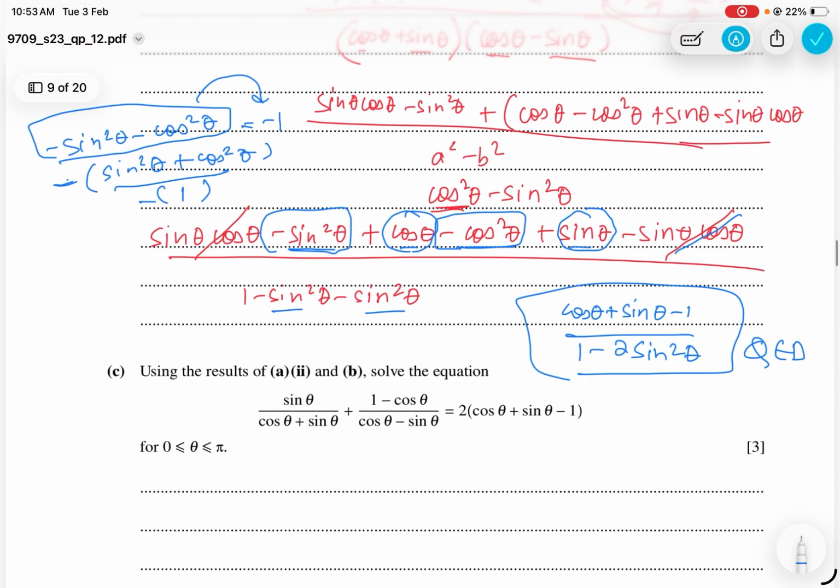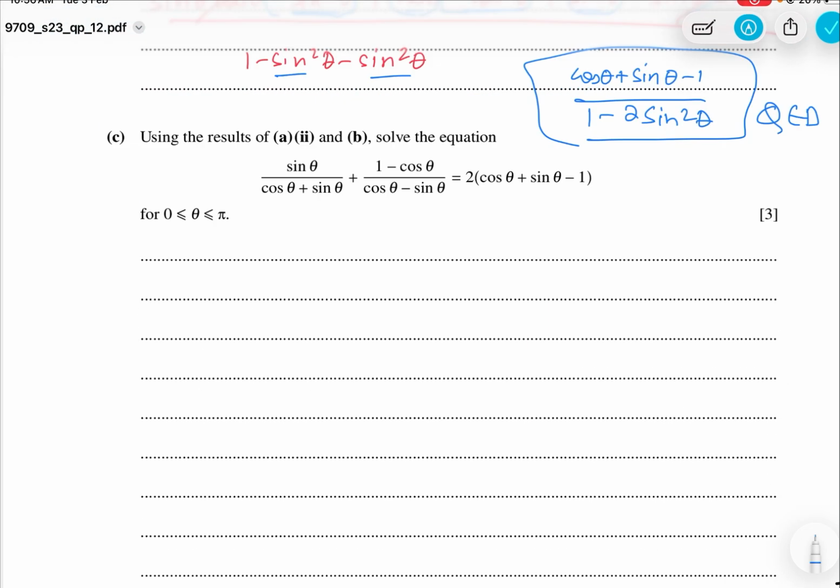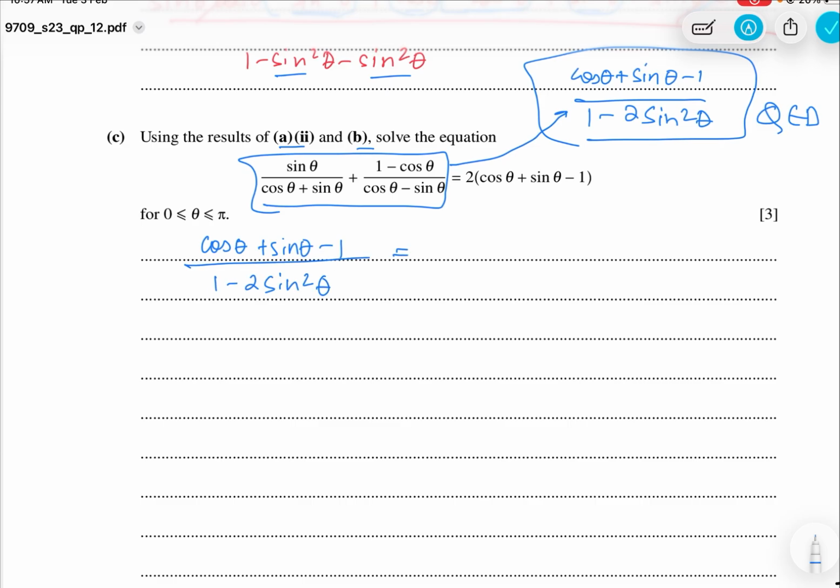Let us move on to the next question now. All right, learners, now comes an interesting question in which you may make a mistake. So this is our question. We have to use the answers for A and B. From B, we know that cos theta plus sine theta minus 1 upon 1 minus 2 sine square theta equals twice of cos theta plus sine theta minus 1.